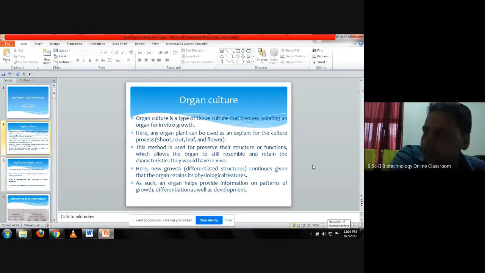It means the main function is to allow this organ to perform its function and have its morphology as good as when it is functioning in the natural environment. New growth continues given that the organ retains its physiological features. This means the growth of the organ continues. For example, if you are doing root, the growth of root will go on. If you are doing shoot, the shoots will develop new leaves. It will increase in height and width. So there is no compromise with its function, and as such, organ health provides information on patterns of growth, differentiation, as well as development.